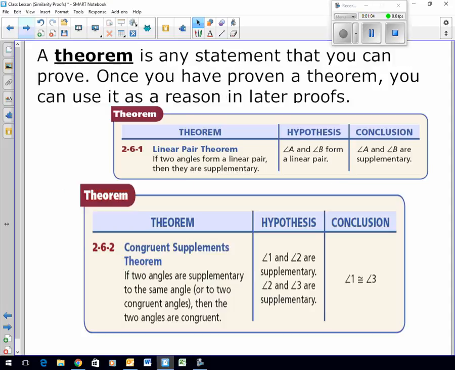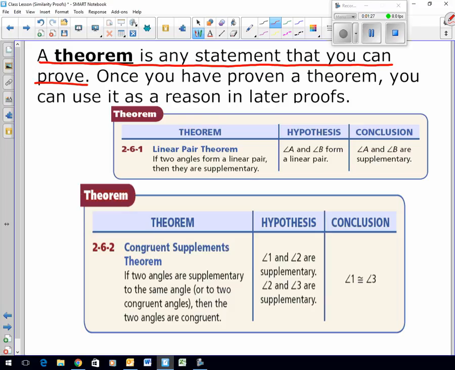Here is what we've got today, guys. Today, first off, we're going to talk about theorems. Any statement that you can prove is a theorem. Any statement that we can prove, we call it a theorem. Once we've proven a theorem, we can use it in later proofs. I need you to write down a couple of them.